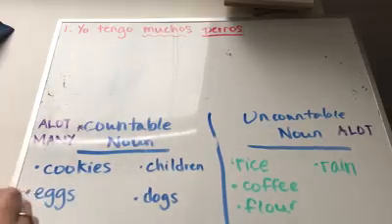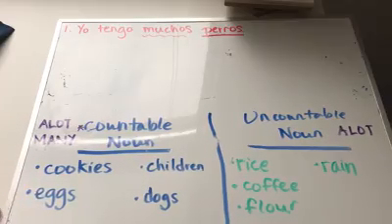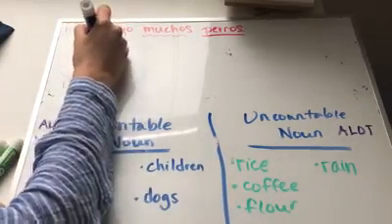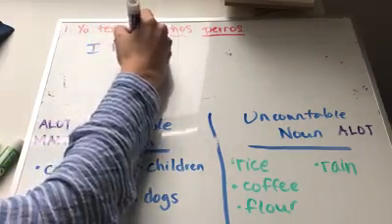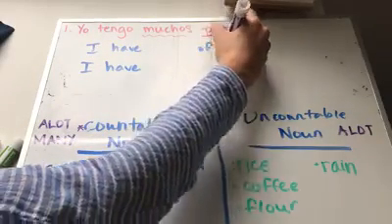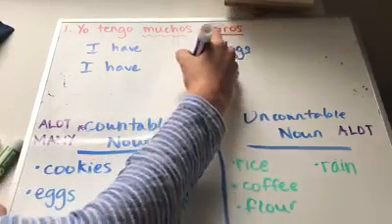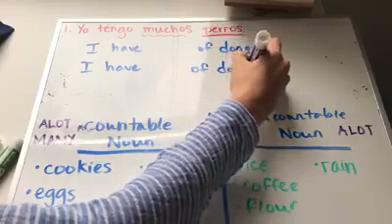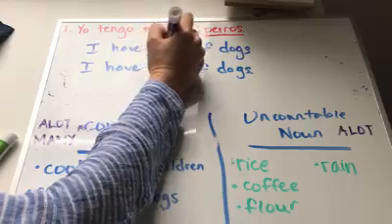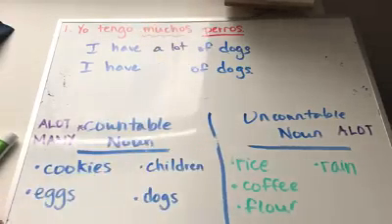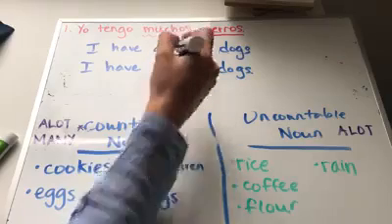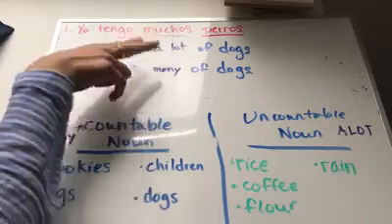So one answer is yo tengo, I have of dogs. I have, yo tengo muchos perros. I have a lot of dogs. Or I have many dogs. They both work. Los dos formas funcionan.